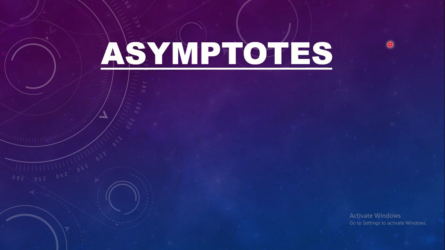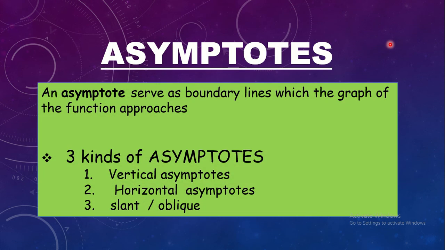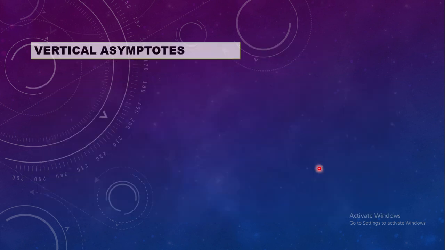Now, let's go to asymptotes. An asymptote serves as a boundary line which the graph of the function approaches. Okay, there are three kinds of asymptotes. We have the vertical, horizontal, slant, and oblique. In this lesson, guys, vertical and horizontal lang po yung aking na-discuss. Since ito lang kasi yung kasama dun sa ating modules. Okay, so let's start sa vertical asymptotes.